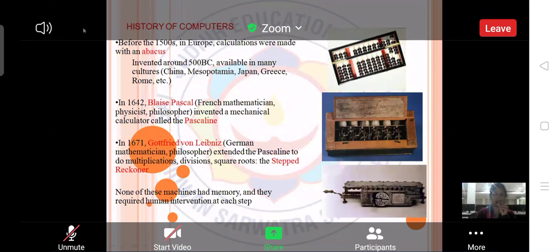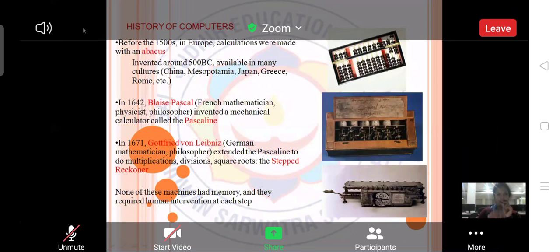Even now they still use this particular abacus for making kids learn addition or subtraction or whatever it is. The starting mathematical applications are learned through this abacus, so that it is very easy and they can learn fast.